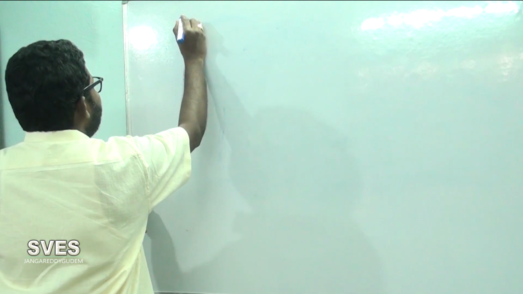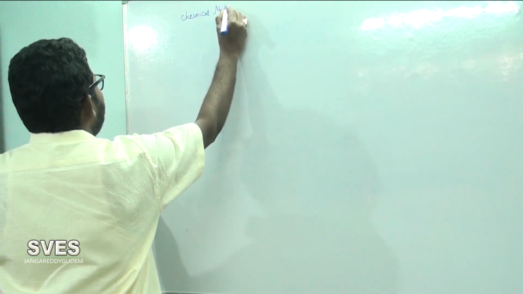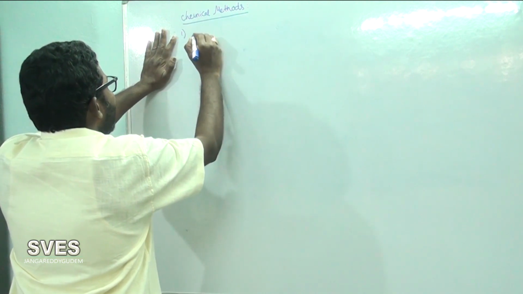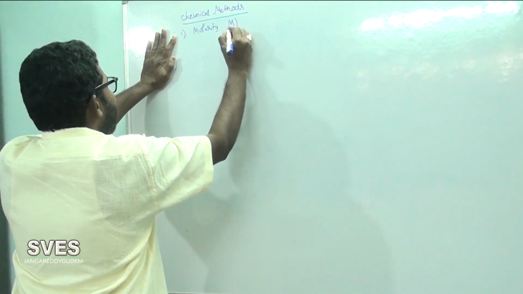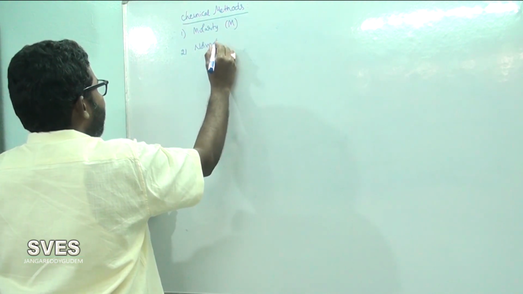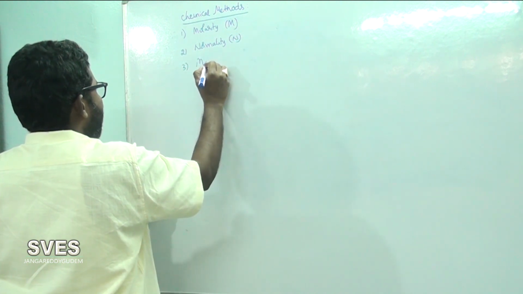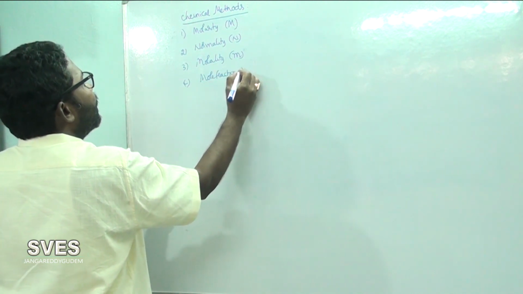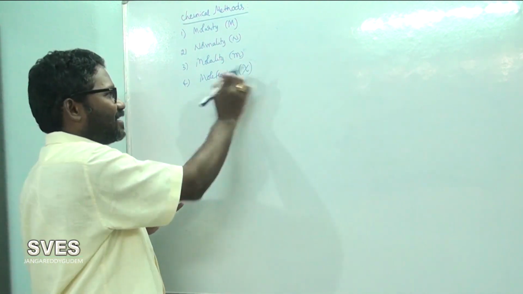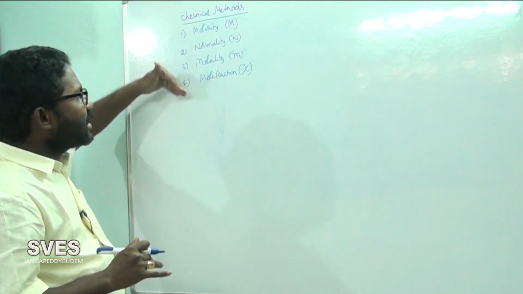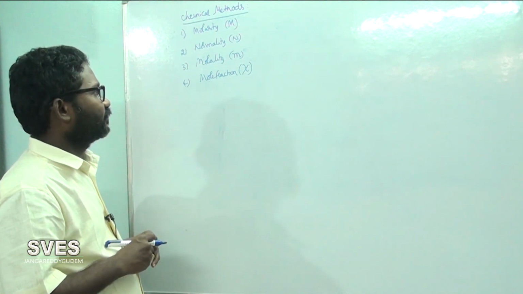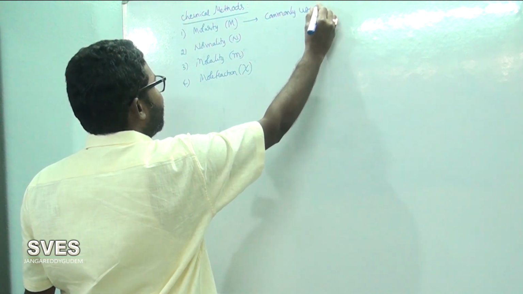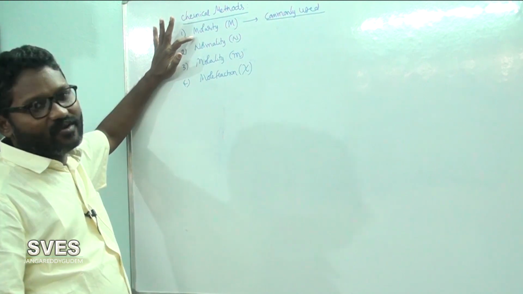Now coming to chemical methods. Very important. Chemical methods: molarity, as you know, symbol capital M. Normality, capital N. Molality, small m. Mole fraction, xi, but people also read it as x. Okay, so these are the chemical methods used to express the concentration of the solution. Among these, the most commonly used method to express the concentration of the solution is molarity.